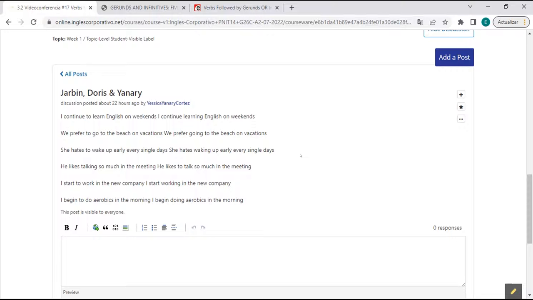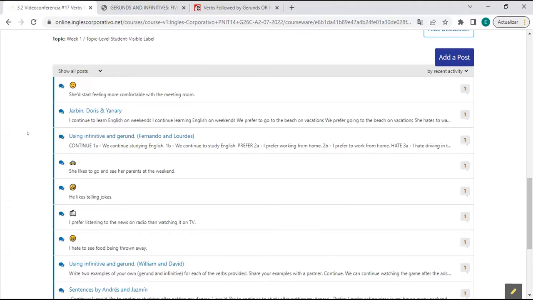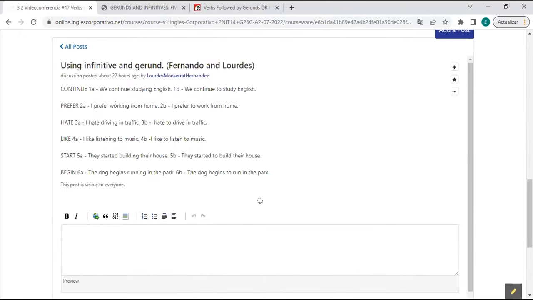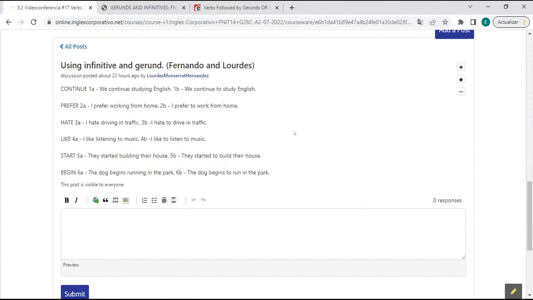Very good. I start to work. I start working. Excellent. I begin to do. I begin doing. Okay. That's okay. That's all right. Let me see. Let's have this one. Fernando, Lourdes. We continue studying. Yeah, I don't have corrections. Very good usage of gerunds and infinitives.